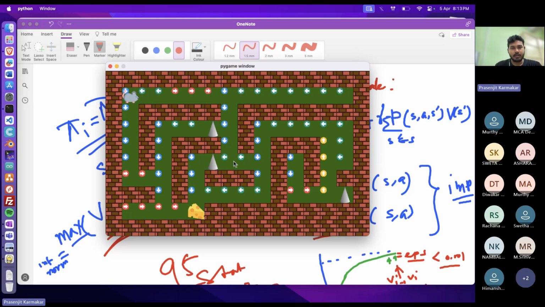So if my mouse somehow reaches these two states, then it directly goes to here. Okay, so you get the point, right? In most of the places, let's say my mouse starts here, it can follow this entire path and reach the cake, right?